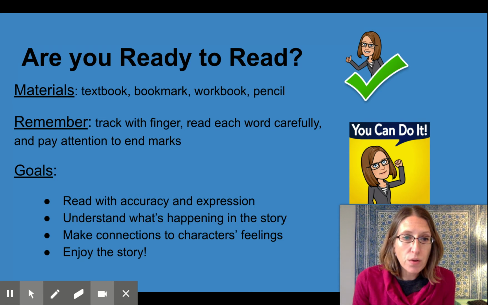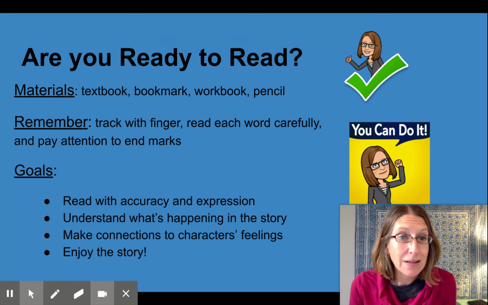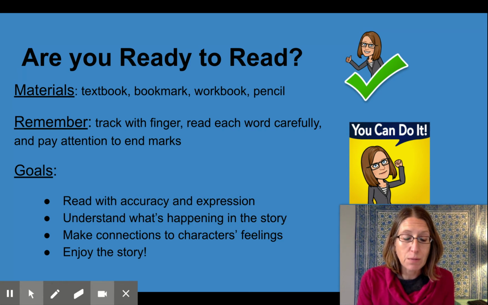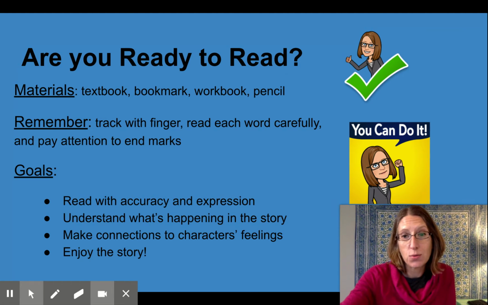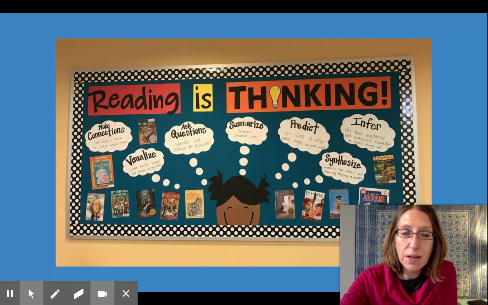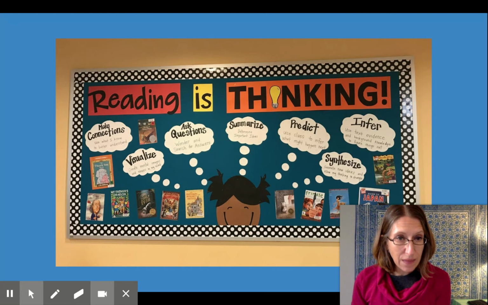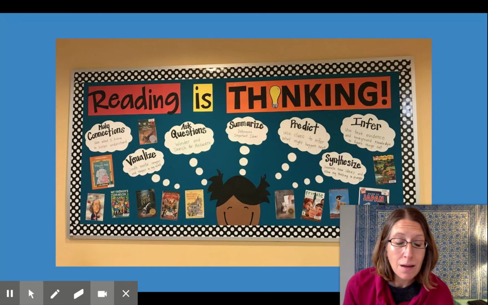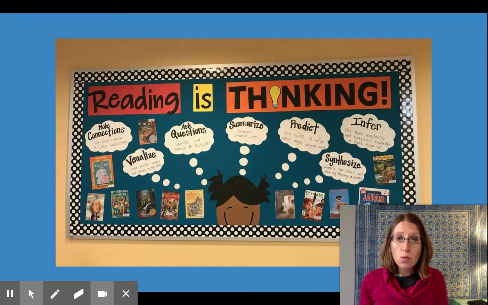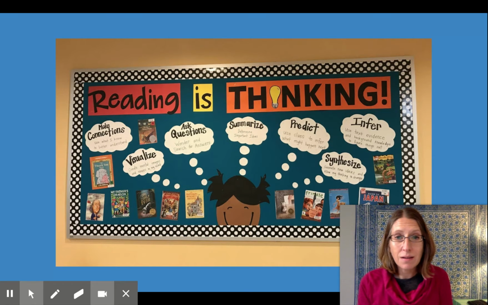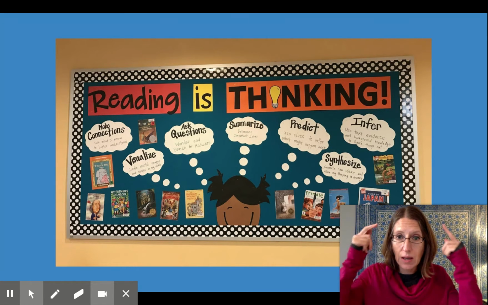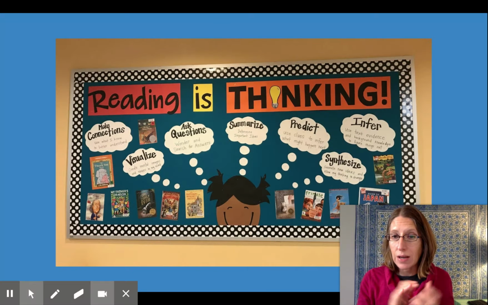All right, some of our goals for today, we're going to read with accuracy and expression. We're going to understand what's happening in the story, make connections to characters' feelings, and enjoy the story. All right, we know that reading is thinking. There are so many things going on in our brains as we are reading. We're making connections, we're visualizing, we're asking questions, we're summarizing, we're predicting, we're synthesizing, and we're inferring. So you can thank your brain for all these awesome things that are going on inside your brain as we are reading and thinking.